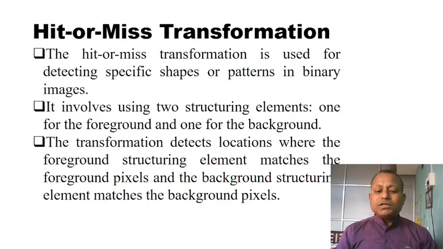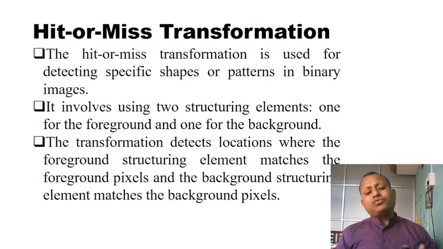This transformation detects the locations where the foreground structuring element matches the foreground pixels and the background structuring element matches the background pixels. So sometimes it helps to differentiate between foreground and background, removing the background of the image. That is the major objective of the hit-or-miss transformation.